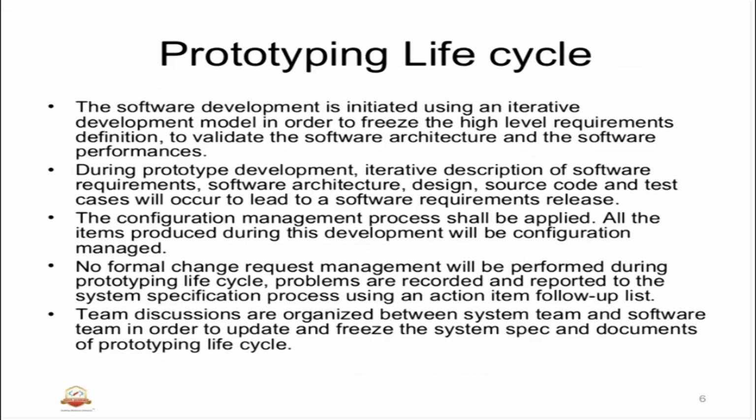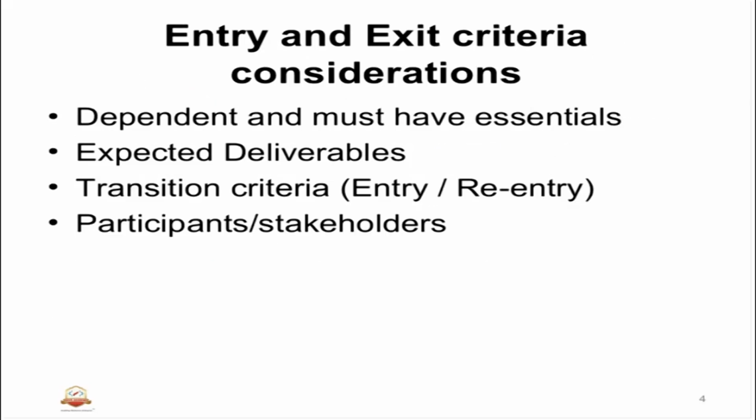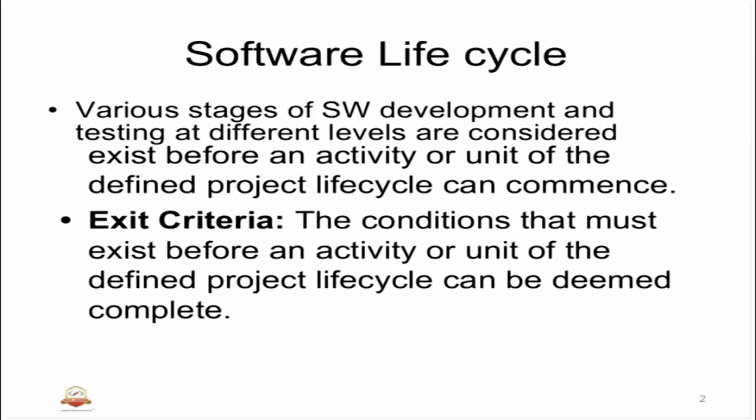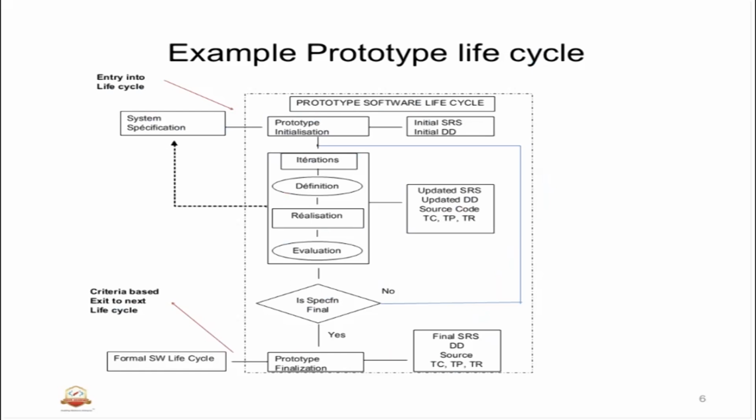We also learned that for any embedded software development and testing, we have a prototyping and a formal life cycle. In prototyping, we define our own prototyping iterations where we define, realize, and evaluate the various items of the entire software life cycle, and that will be iterated till it is finalized. So at the end of this prototype, we have a finalized SRS, design document, source, test case, test procedure, and a set of test results.